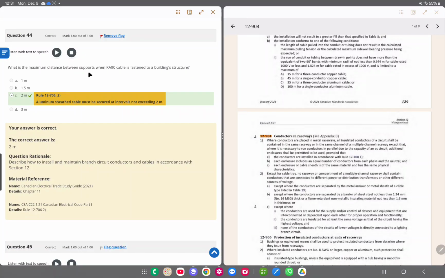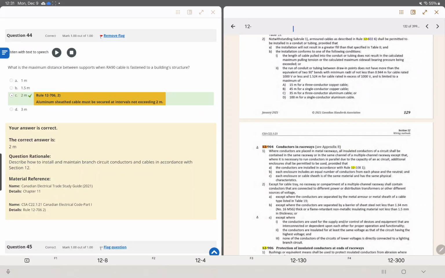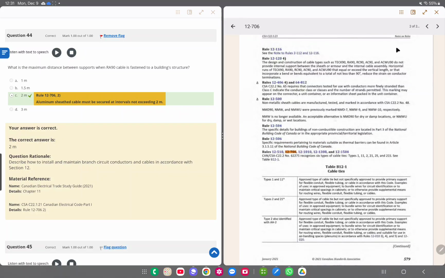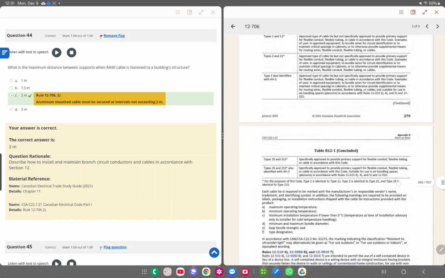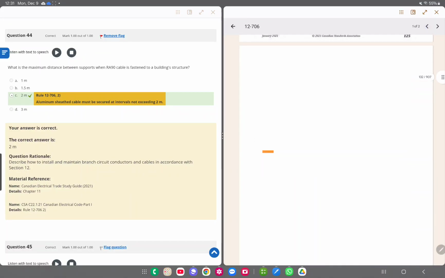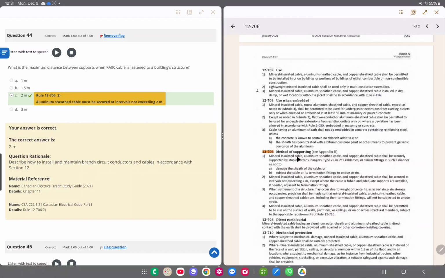What is the maximum distance between supports when RA90 cable is fastened to a building's structure? RA90, 12-706. We have cable ties in section 12. Okay, that's good to know. 12-706, method of supporting.